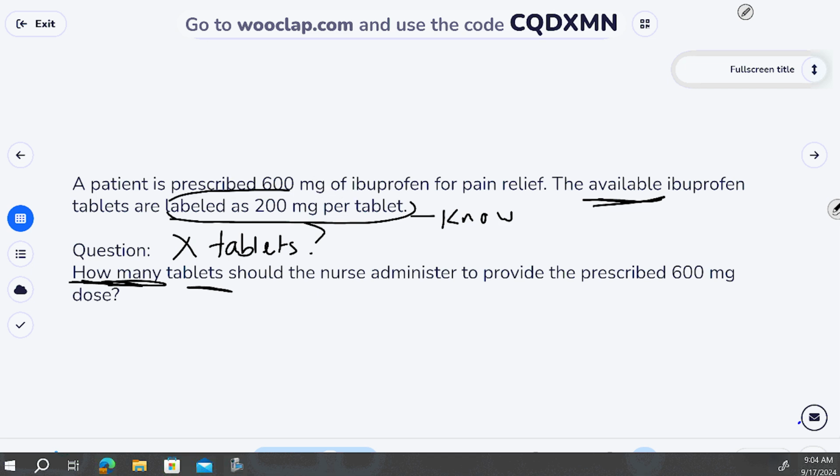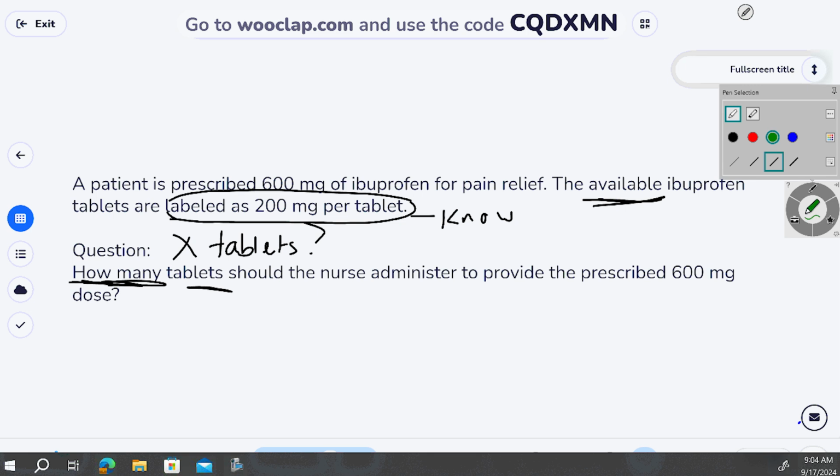Let me make that a little easier. Okay, so I've got part of the equation shaping up now. So here's my known. How would I write my known on my left-hand side? 200 milligrams is to what? 1 tablet. Again, this is going to sound really slow and redundant, but I promise you, we spend the time now. Good, that's good.